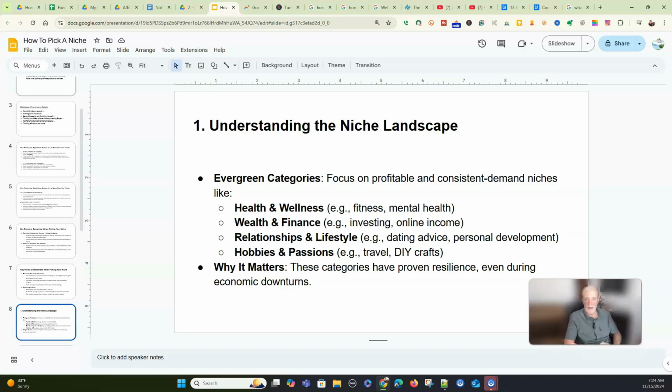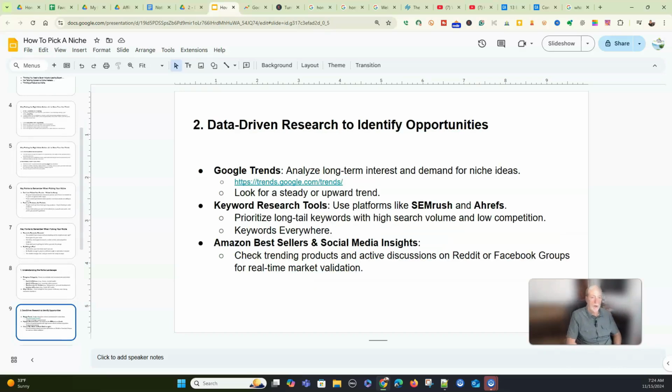Now, first thing I want to say is don't think that a market is saturated. If you spend any amount of time online, it is just an endless ocean of opportunity out there, and you need to go into it with that mindset. So these categories I just showed you are proven. They're resilient, even during economic downturns. So we want to do some data-driven research to identify some opportunities.